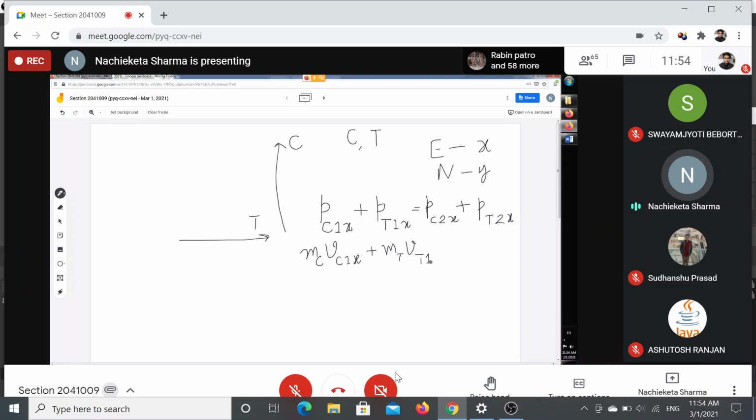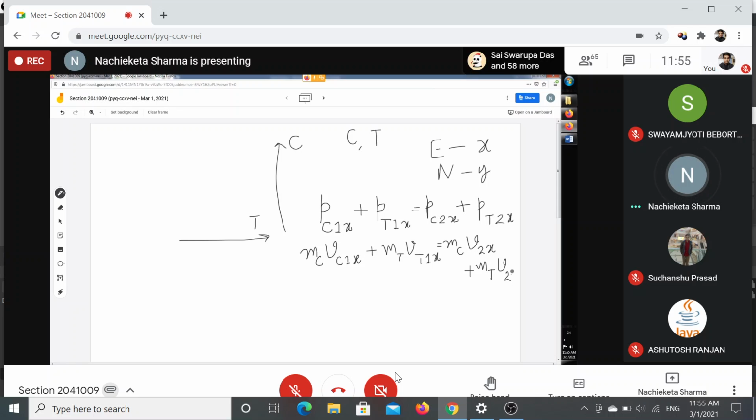That is equal to, now both of them after collision move as the same unit, so the velocity is the same, only the mass will be different after collision. So m_c times v, I will write it as v2x. So there is no question of car and truck now, because both of them are moving with the same velocity, and mass of the truck into velocity v2x.